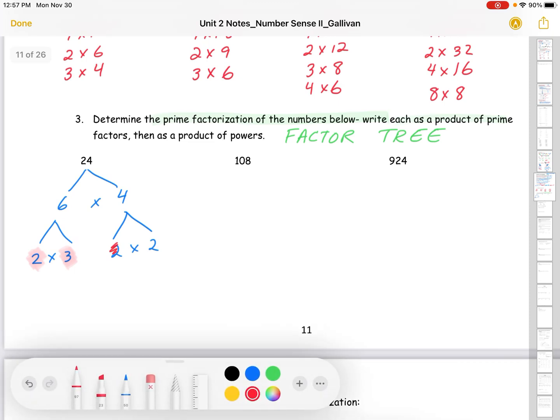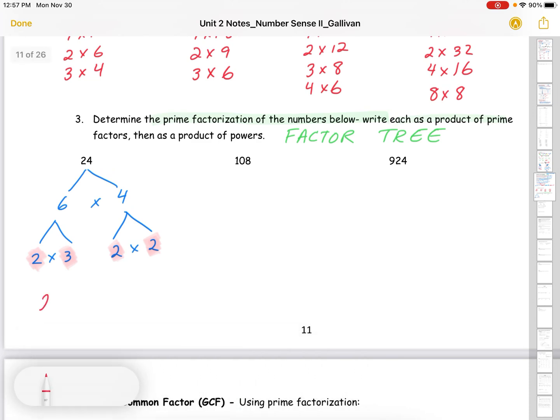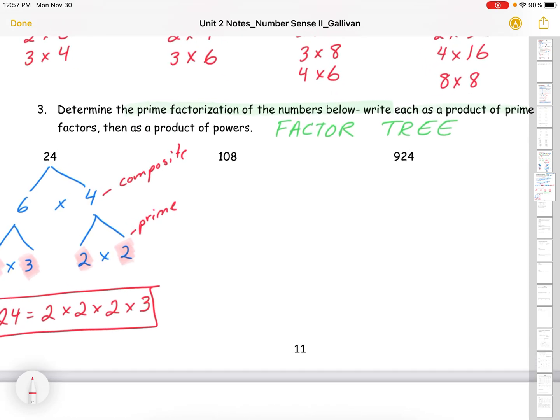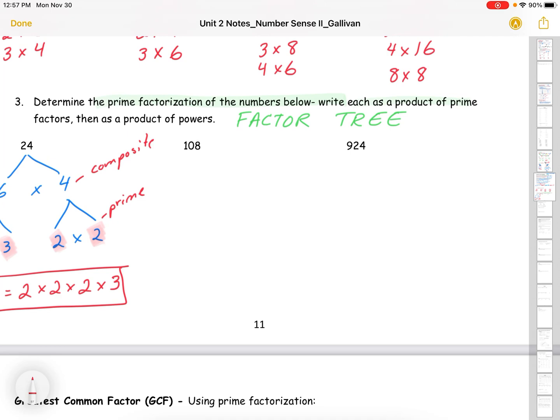So 2 is a prime, oops, wrong pen. 2 is a prime number and 2 is a prime number. So if I'm listing this out as my factor primes, it would be 24 is equal to 2, and I'm going to list them in order, times 2 times 2 times 3. That would be listing them in their prime factorization form. Okay, so here these numbers are composite, so I'm not done, whereas these are prime. Okay, I want to get it so that they're all prime. So let's try the next one.